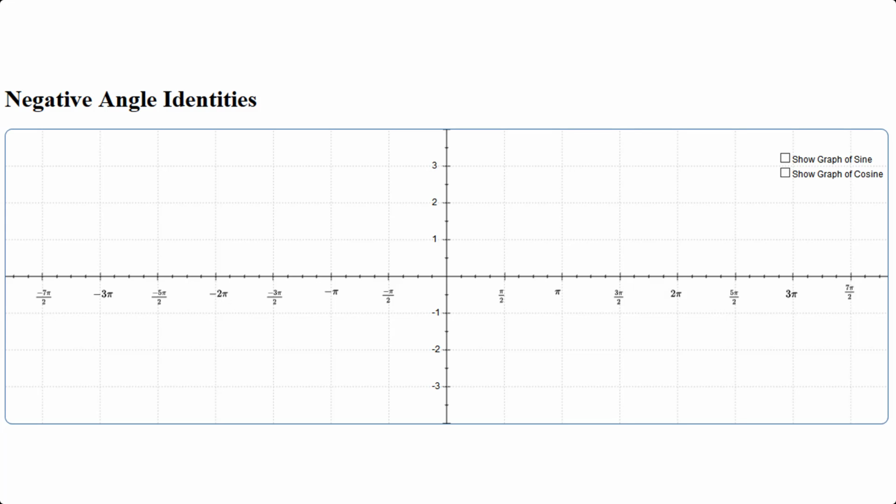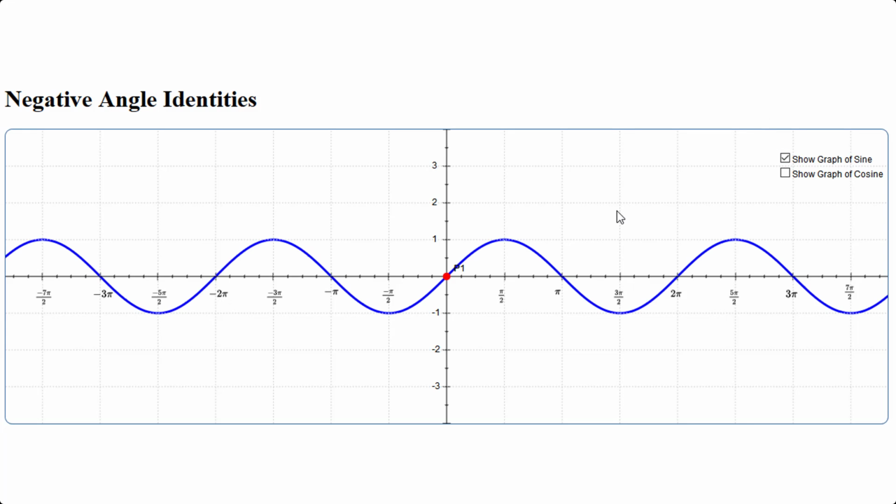Okay, so let's first start with the graph of sine. So let me show that to you. The graph of sine is our normal sine wave. And what I have here is actually 2 points. One is called P and the other one's called P1. You can't see the 2 different points because they're mapped on top of each other right now. However, if I move point P, P1 moves in the opposite direction.